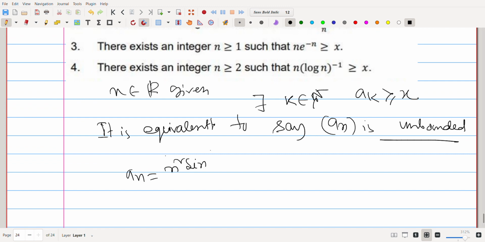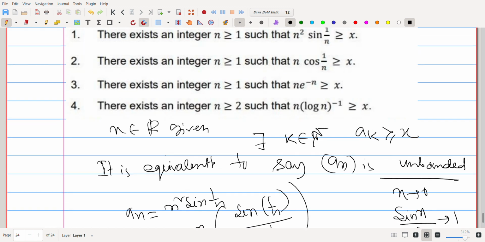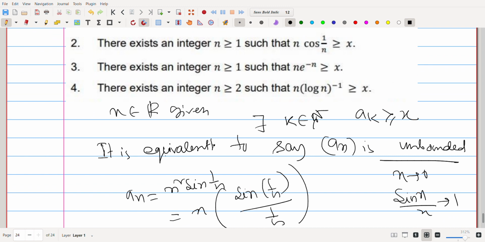Okay, fine. So the first sequence is an equal to n square sine 1 by n. So you can write it as n times (sine 1 by n) divided by (1 by n). Now see, (sine 1 by n) divided by (1 by n) goes to 1 as n goes to infinity. Why? Because we know that sine x by x goes to 1 as x goes to 0. So as x goes to 0, sine x by x goes to 1. So hence in particular 1 by n also goes to 0. So (sine 1 by n) divided by (1 by n) goes to 1. But there is a term n outside, hence an is unbounded. So this one is correct.